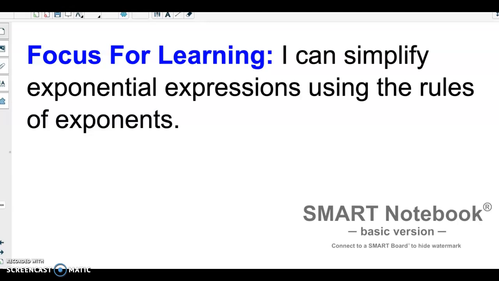Alright, the focus for learning for this video is I can simplify exponential expressions using the rules of exponents. So we've been talking about the rules of exponents or the laws of exponents for about a week now. And so we're going to look at doing some example problems where instead of just learning the rules, you're actually going to solve the problems and I'm going to guide you through them.